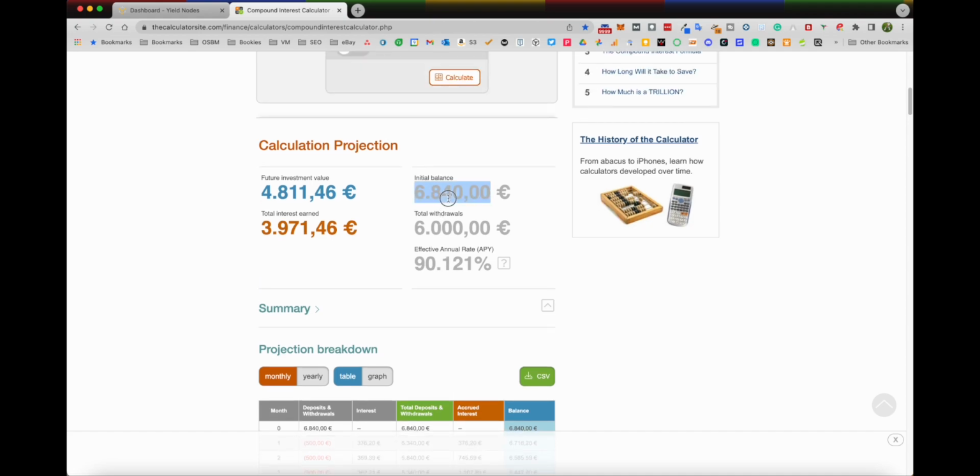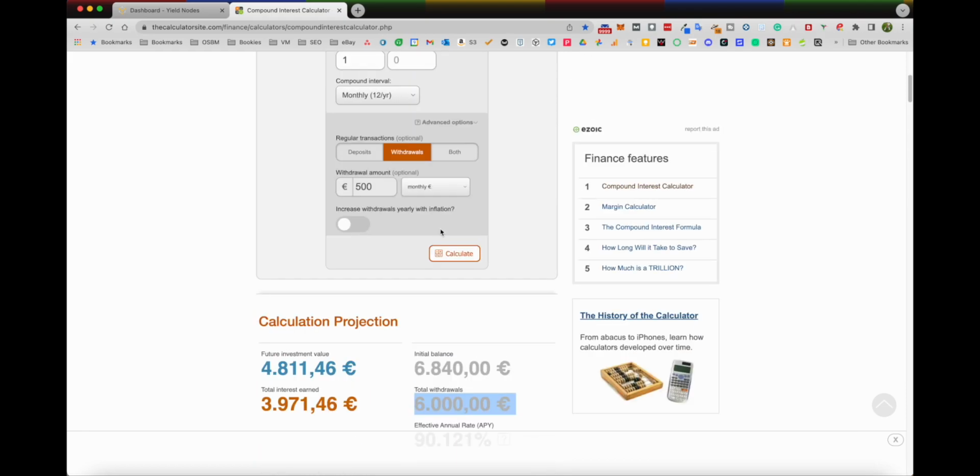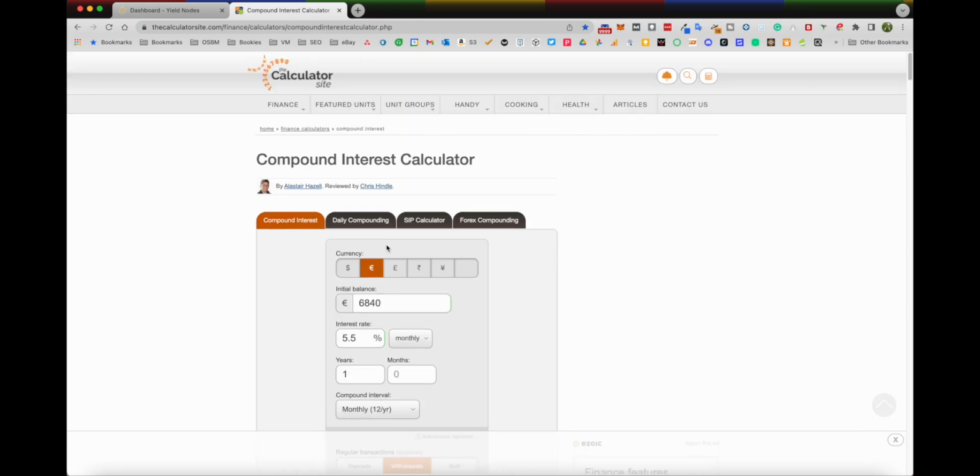So we'd start with 6,840, take €500 a month. But we still have 4,800. I mean, it's still not bad, is it? Because you start with 6,800, you take €6,000 out over the year, and you've got 4,811 left. So your initial balance is 6,800 minus 4,800. So it's cost you €2,000 to take 6,000 out. So even doing that, like if the cost of living and everything else, and you think, oh, actually, I could do with some extra funds, it still works for me. It's just an incredible service and I'm happy to be a part of it.